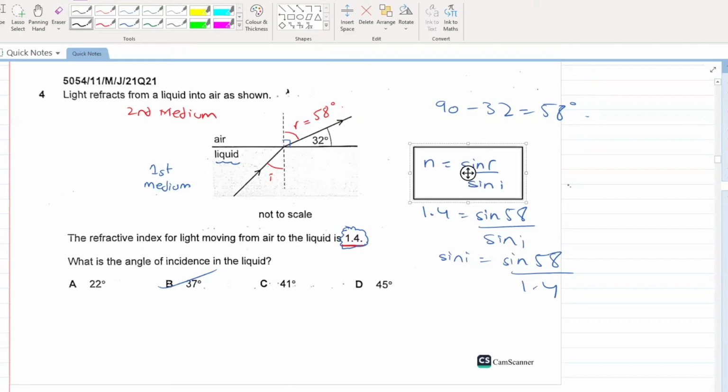Now, some students might get confused here and ask me in the comments, sir, why have you taken this formula? Always remember, if we have to calculate the refractive index of the first medium, we use this formula. And if we want to calculate the refractive index of the second medium, we use n equals sine I over sine R. Simple as that. Nothing complicated.